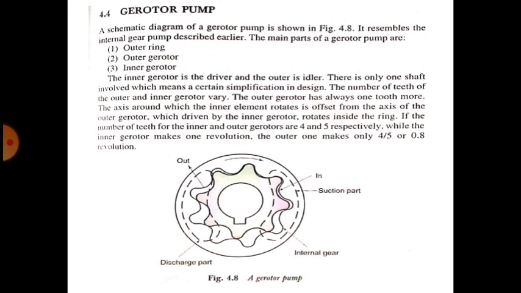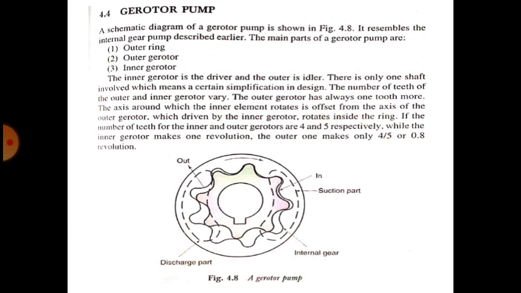A gerotor pump combines an internal gear inside an external gear as shown in the figure, without a crescent seal. In this case, the inner gear has one tooth less than the external gear and is keyed to the driving shaft.